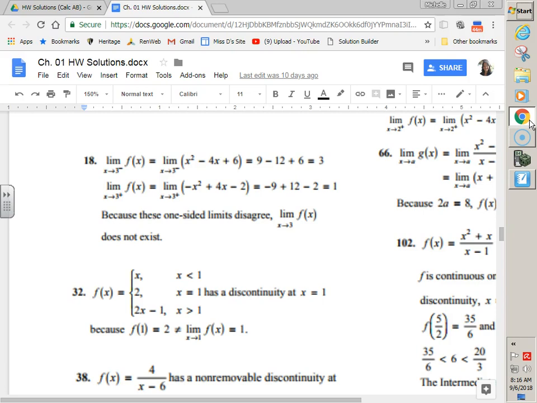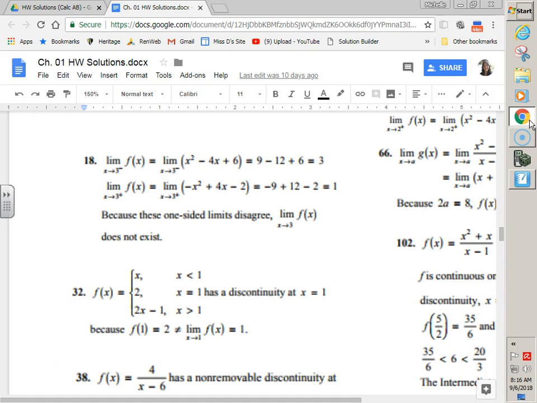Number 32, do you guys already see it? Why does 1 not work? Remember, the point has to equal the limit. The point would be 2, and the limit, well, wait a minute. As you come from below, plug it in, 1. As you come from above, plug it in, 1.